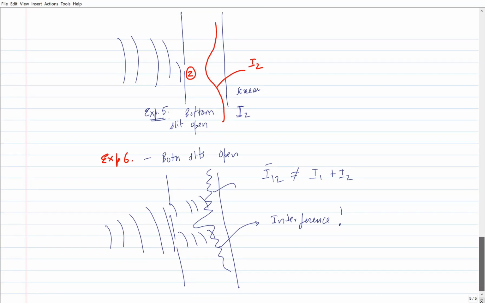How do we make sense of it? Of course, we know that these are waves, and waves interfere, and these are the interference fringes, the fringe pattern you see over here. And mathematically speaking, it's easy to explain. I12 is not equal to I1 plus I2.